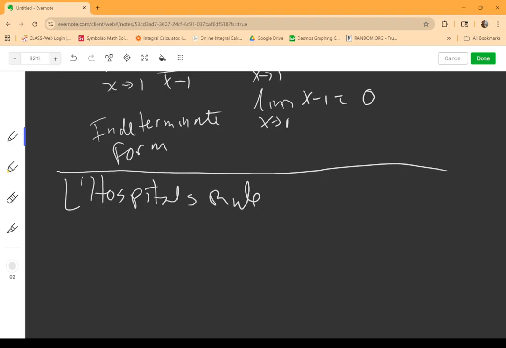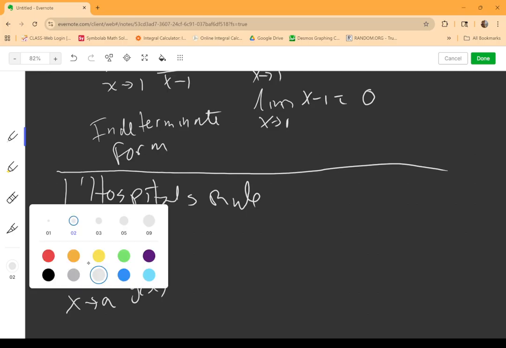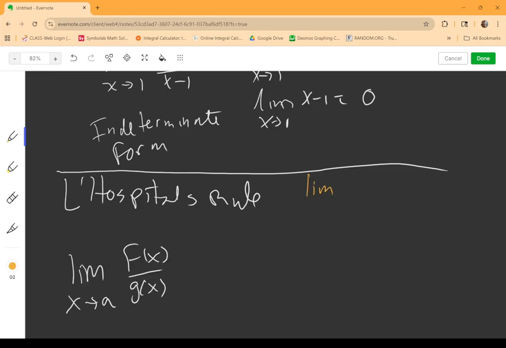So L'Hopital's rule is going to apply. So there's very specific instances where it applies. Now the first one being is when we have a ratio of two functions, f of x over g of x, right? And this is going to apply for two particular instances, right? If the limit as x approaches a of f of x is equal to the limit as x approaches a of g of x is equal to 0, right? So they're both tending to 0.